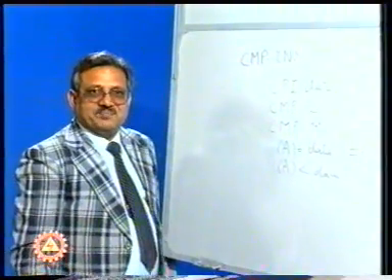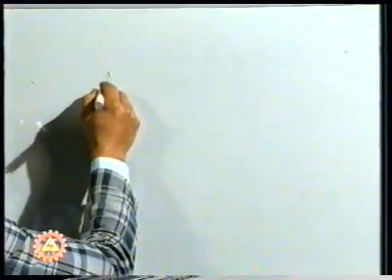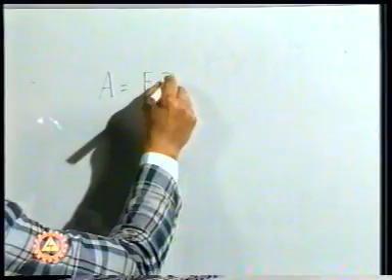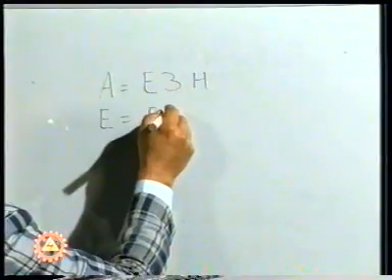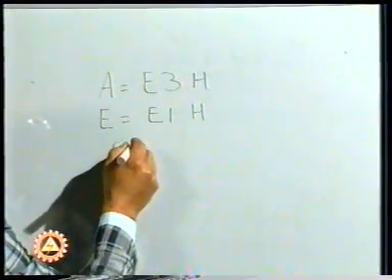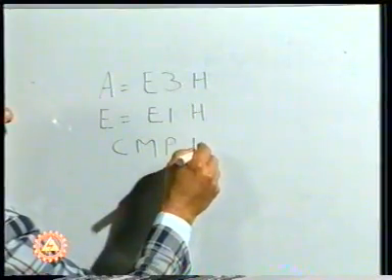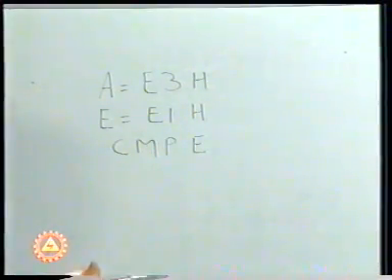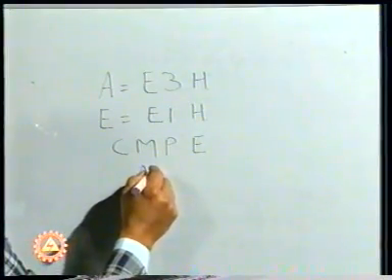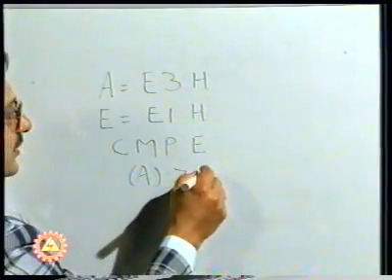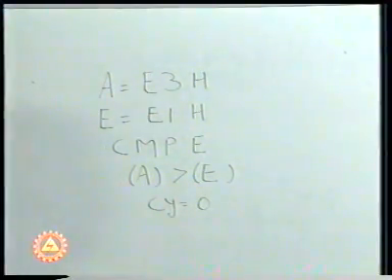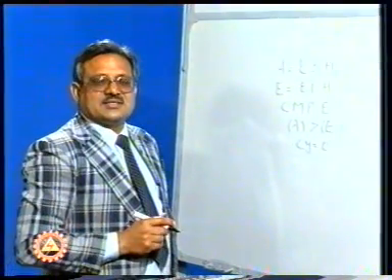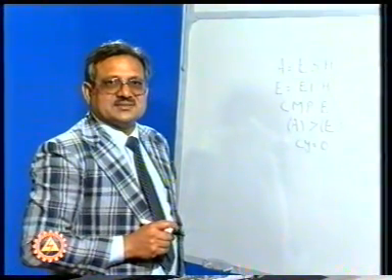Now let's take an example of compare instruction. Let the content of A is E3 and the content of E is E1. On execution of compare E instruction, since the content of A is greater than the content of E, the carry flag is not set. Based on this, it can help in providing jump instructions.